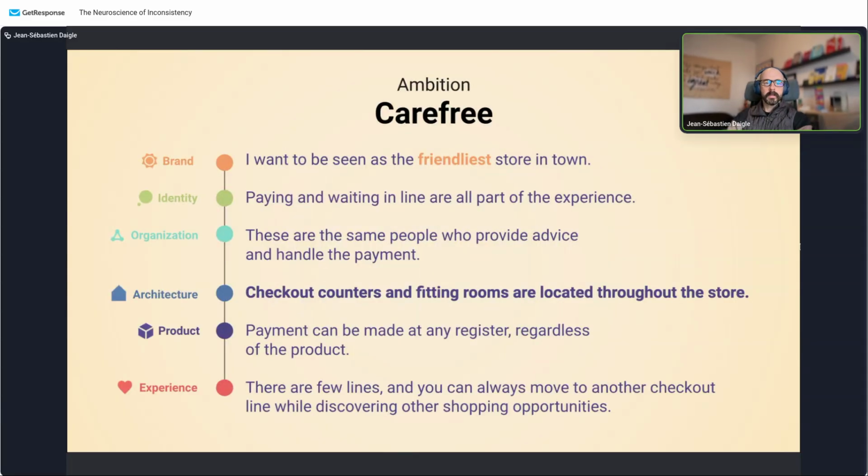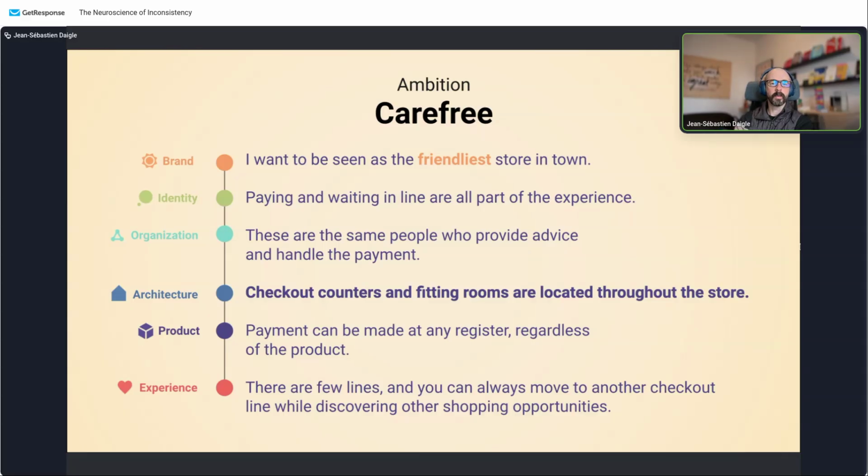There's the last one. This one is a local store, so I'll give the answer right away after. So let's say you want a store that wants to feel carefree. Your brand is driving toward friendliness.